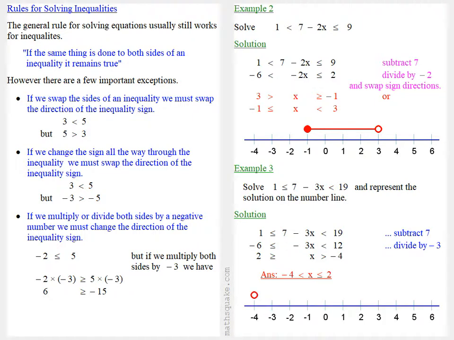So we draw an empty circle above the -4 because it's less than, and a filled circle above the 2 because it's less than or equal to. And we draw a line between the two circles because x lies between those two numbers.